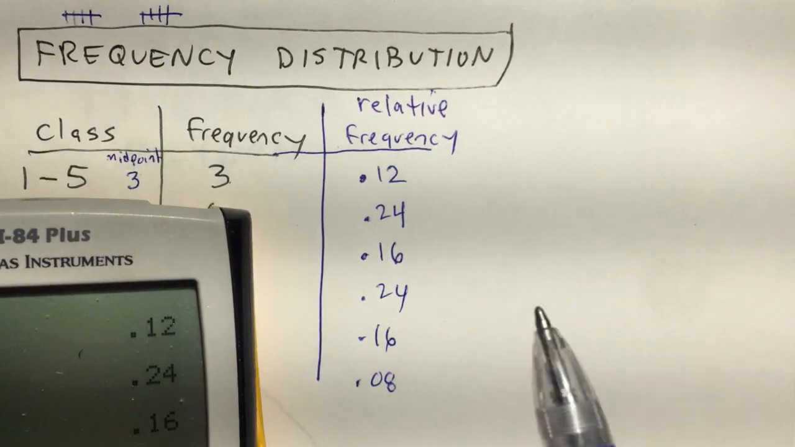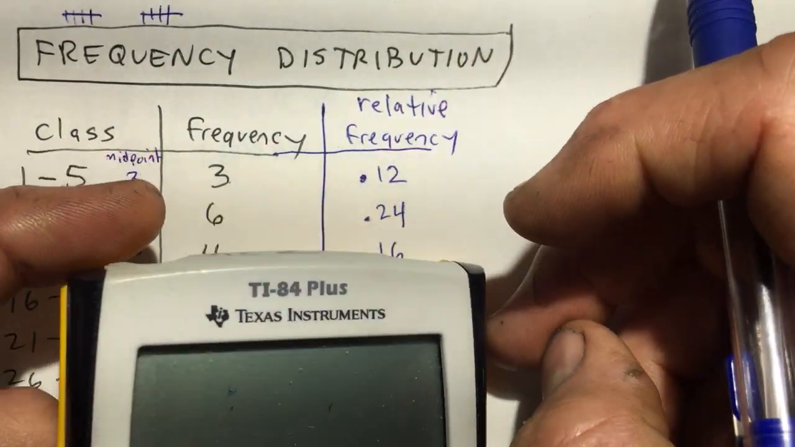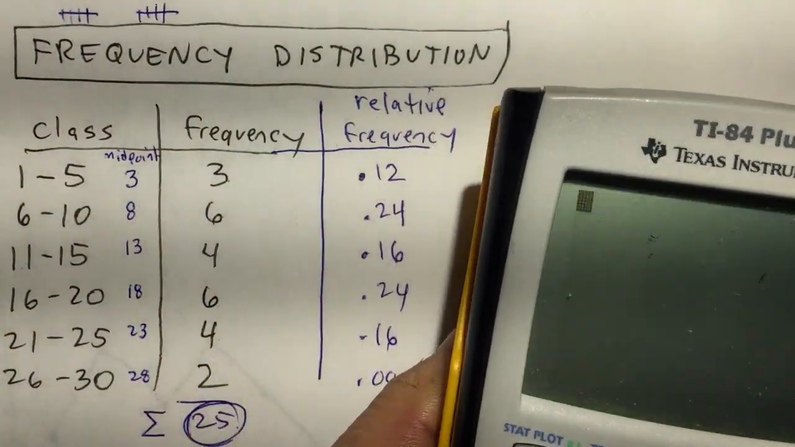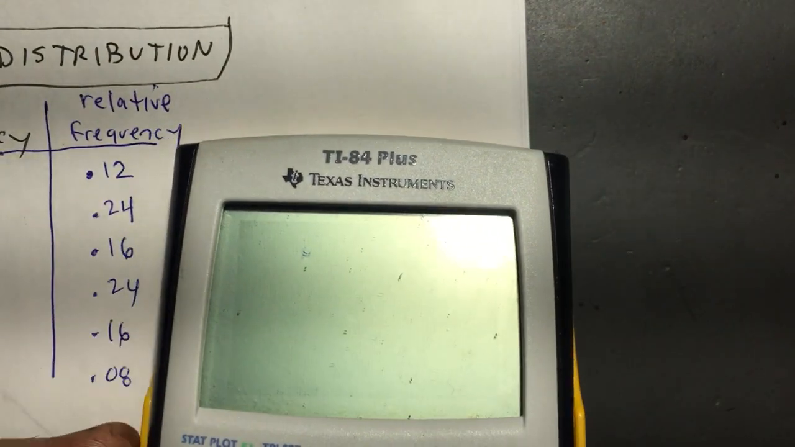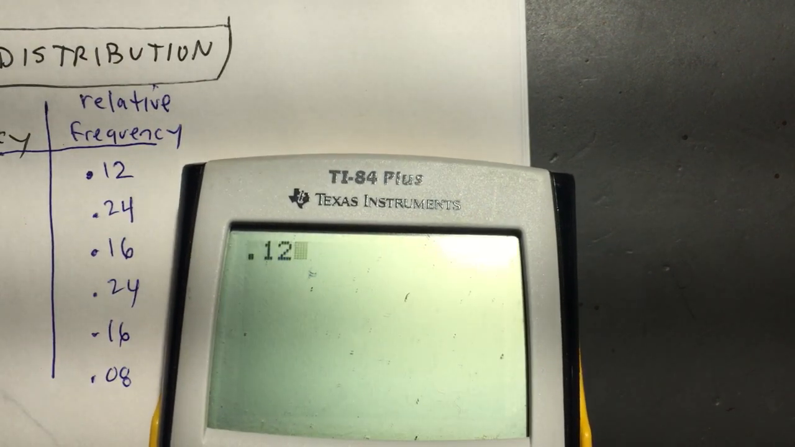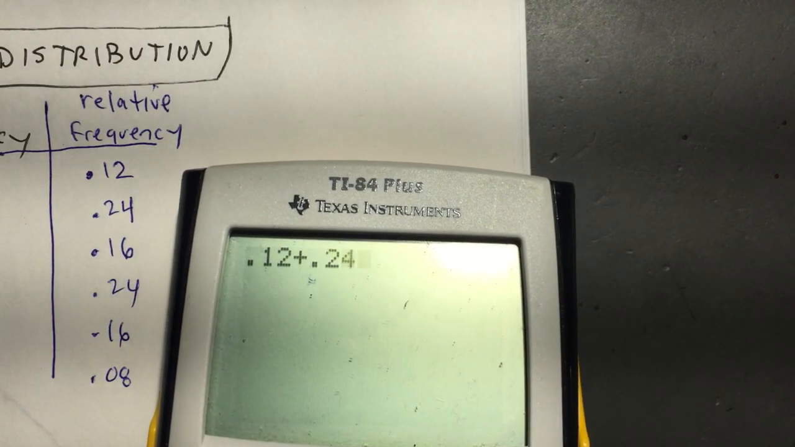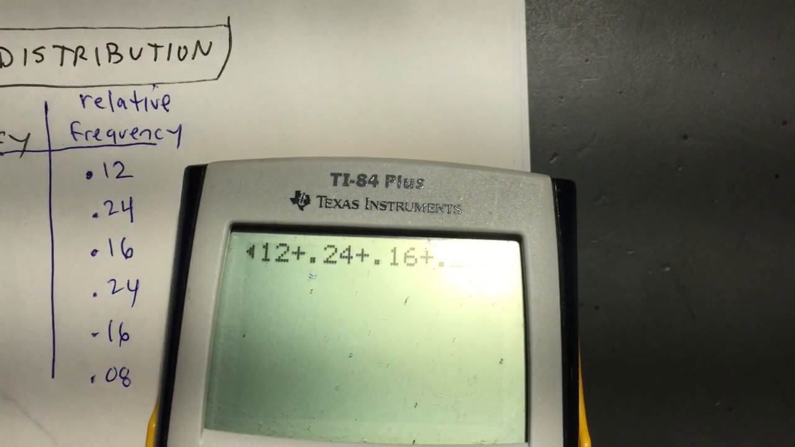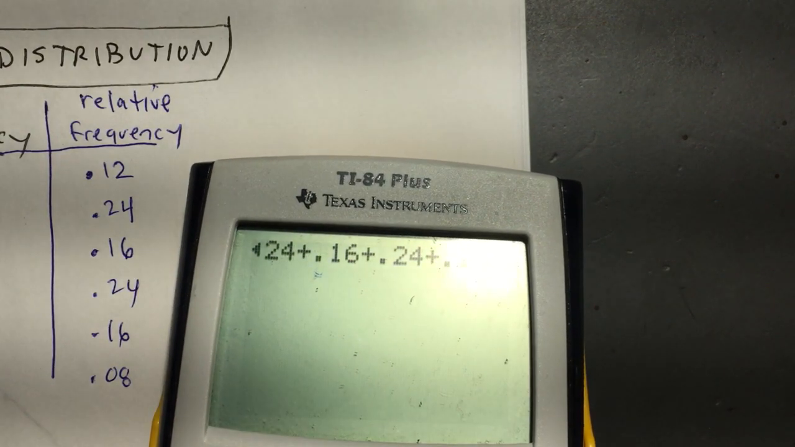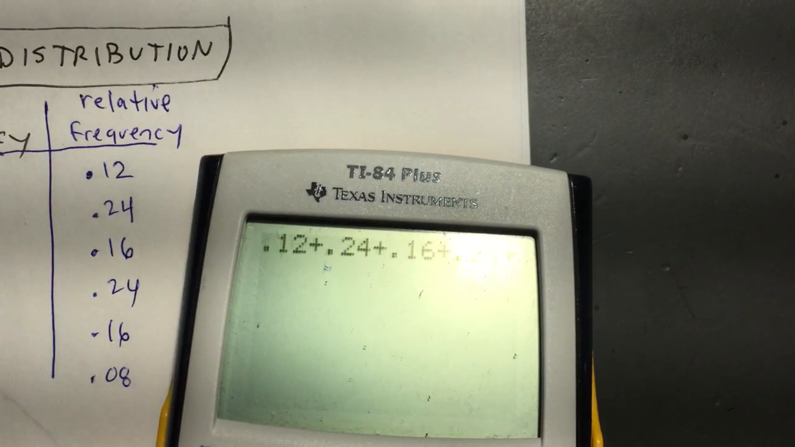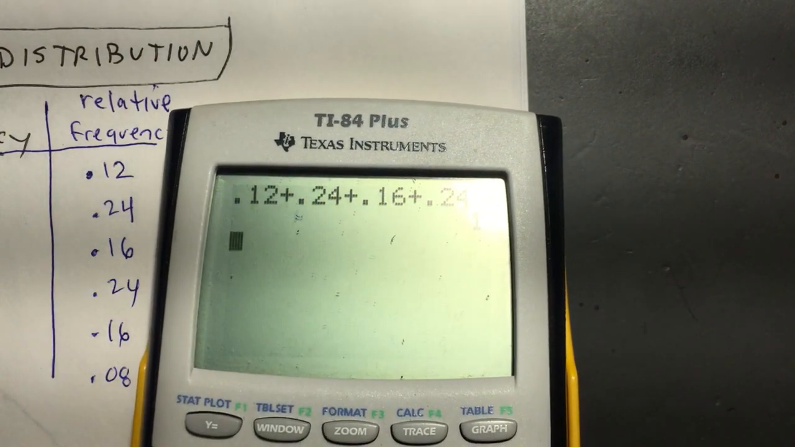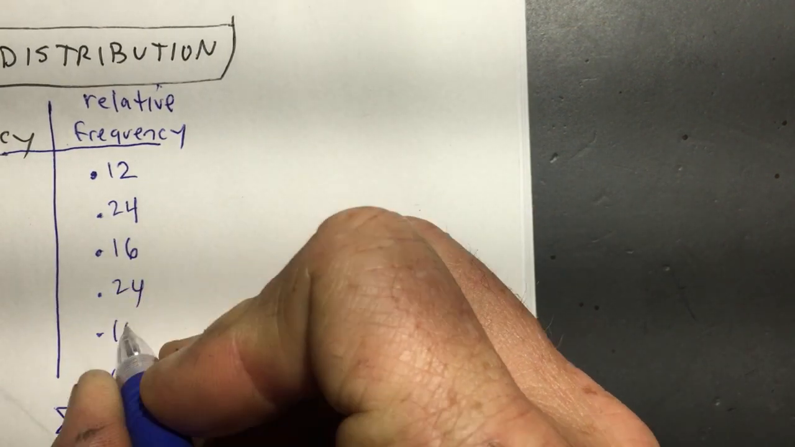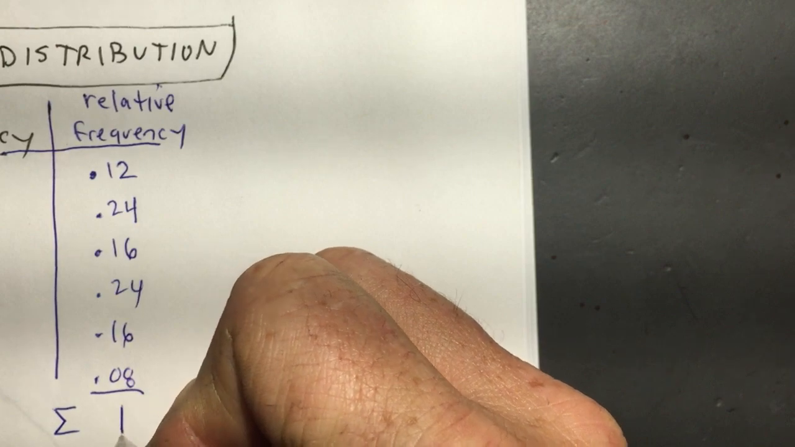Now, here's what you should get. Every time you have relative frequencies, you should be able to add them all together, and it should equal 1. So let me move this over a little bit, and we'll add them all together here. So we got 0.12 plus 0.24 plus 0.16 plus 0.24 plus 0.16 plus 0.08, and it adds up to 1. So these should all add up to 1. So if I do sigma of this column, it should be 1 every time.